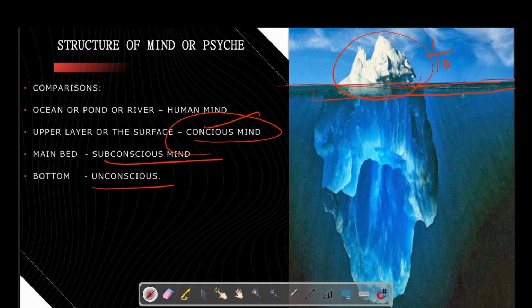And below that, the deepest and most mysterious part of the mind is the unconscious, according to Freud. It contains all the repressed desires, hidden memories, instincts, fears, and unresolved conflicts, which are actually inaccessible to consciousness.